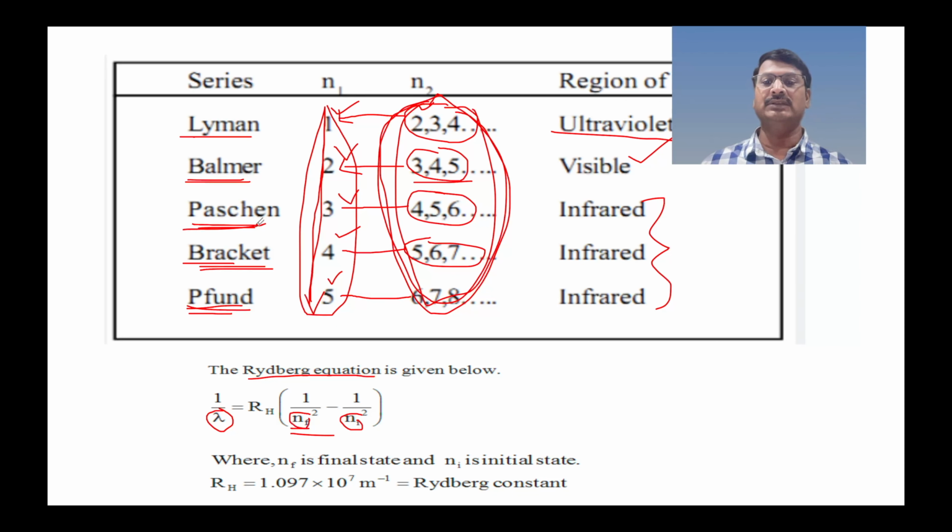For example, for the Paschen series, substitute the NF value 3 and NI value 4 or 5 or 6, and you will get the different lines present in the Paschen series. Same thing in Brackett: NF value 4 and NI value 5 or 6 or 7, you will get the different lines in the Brackett series. For the Pfund series also, substitute the NF value 5 and NI value 6 or 7 or 8, and we will get the different lines in the Pfund series. And these three series lines are present in the infrared.